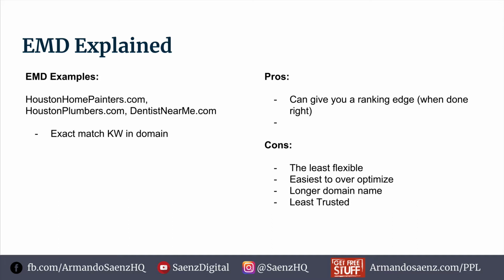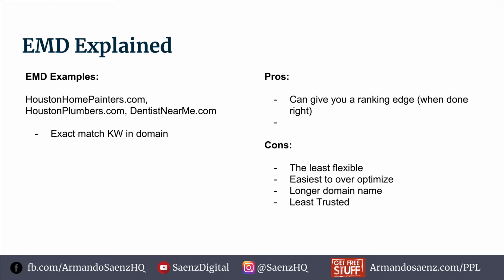Obviously, if you pick something like buy my red shoes in Houston for under $100.com, that's going to flop. That screams spam. So the reason a lot of EMDs fail for people is because they're using them wrong. But EMDs have never stopped working. They have worked for ages. They always have been, and they always will be. Because EMDs have the exact keyword in the domain, which gives you a little bit of an edge as well.